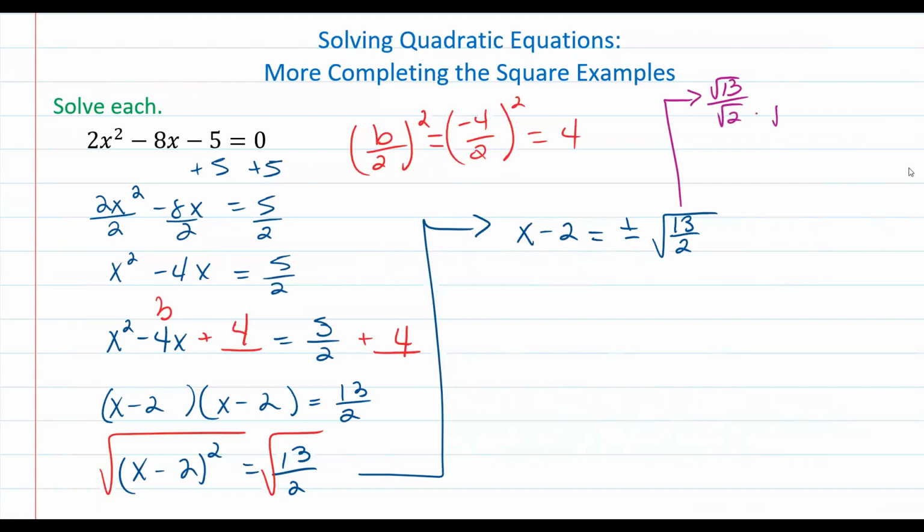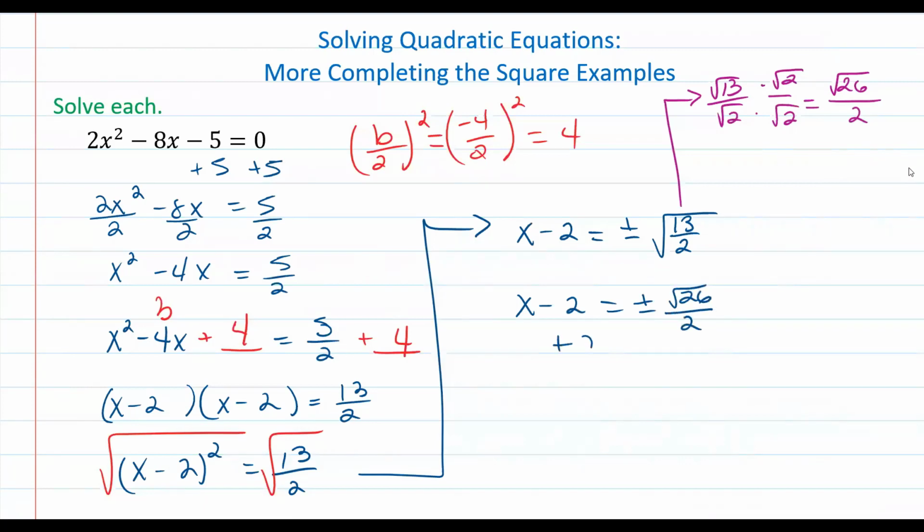So what I'm going to do is multiply by the square root of 2 to both the numerator and denominator. Square root of 2 over square root of 2 is equal to 1, so I'm really just multiplying by 1. And square root of 13 times square root of 2 is square root of 26. And square root of 2 times square root of 2 is just equal to 2. So I've successfully rationalized that denominator. So let's rewrite this one more time. So it's x minus 2 is equal to plus or minus square root of 26 over 2.